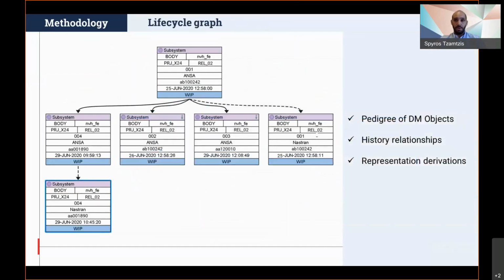While we're at the DM browser, new functionality to assist the user's day-to-day work is offered through a graphical representation of the lifecycle of a DM object in the form of a pedigree tree. This tree is called the lifecycle graph and is accessed through the respective option in the context menu of the DM object. It displays history relationships, for example, previous or next versions of a given subsystem, and representation derivations, for example, ANSA and solver representations of the same subsystem, allowing for a quick and easy overview of a DM object's lifecycle.